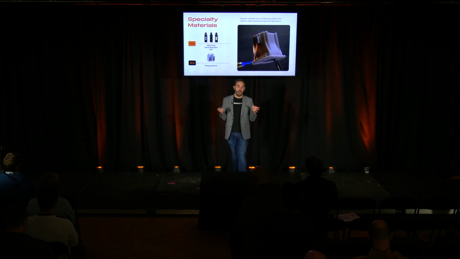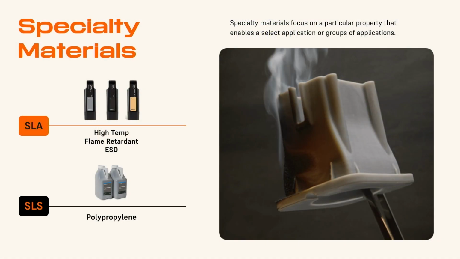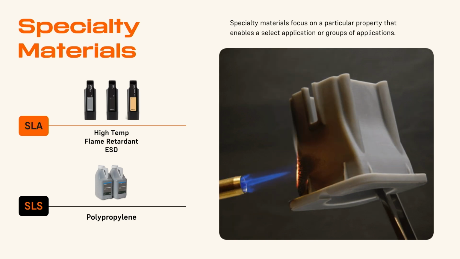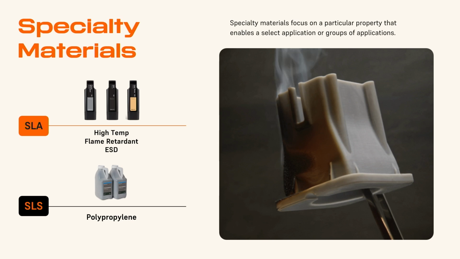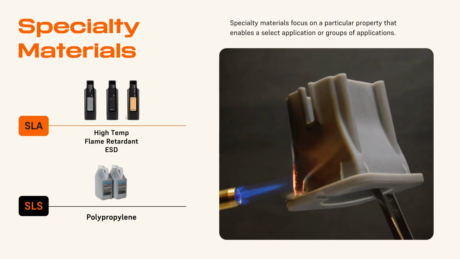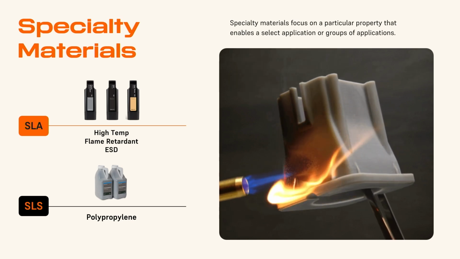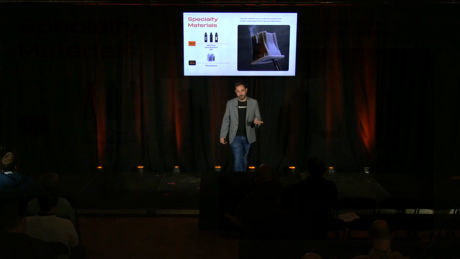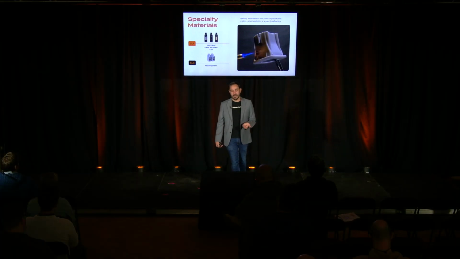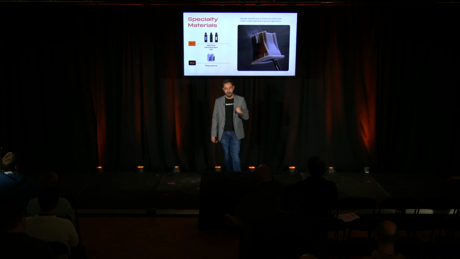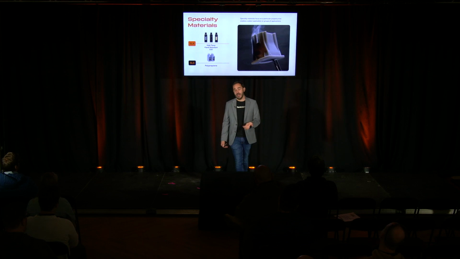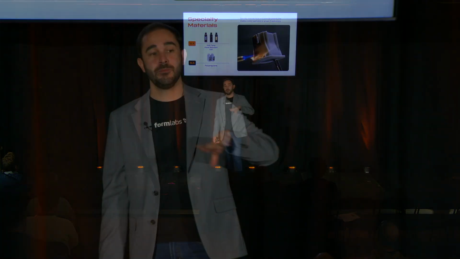Diving into another category of materials I have, these are specialty materials. So these are ones I'm not grouping by mechanical property because they rely on another property to be their defining characteristic. So rather than toughness or stiffness, these materials have a defining characteristic around flame retardant, for example, ESD, so flame retardant being defined by having a UL94 V0 rating, ESD being defined by its surface resistivity, and high temp being defined by its heat deflection temperature. On the SLS side, I've put polypropylene into this family.